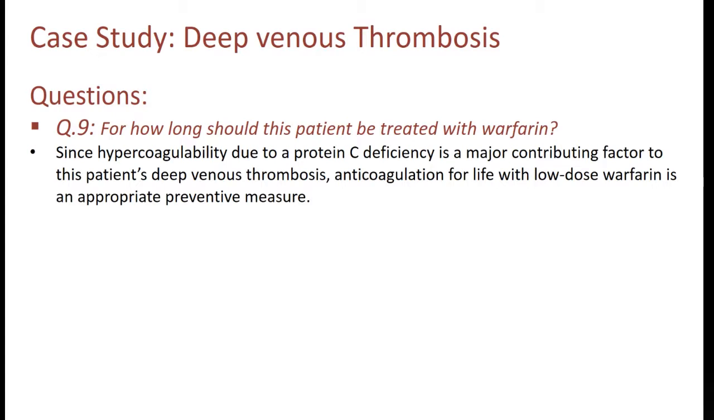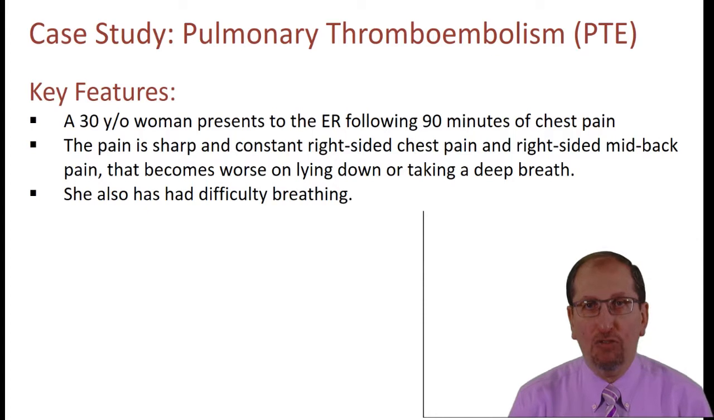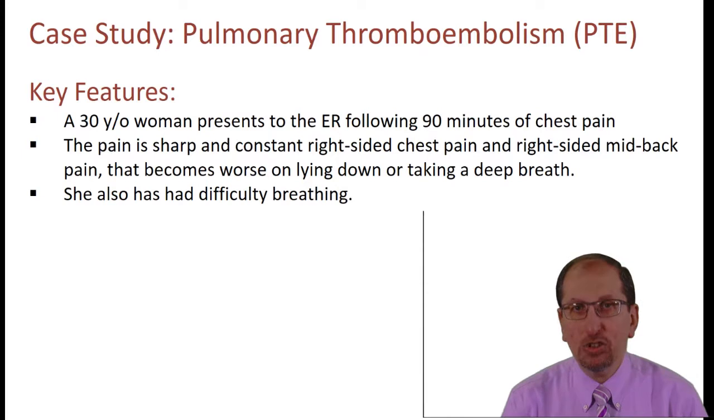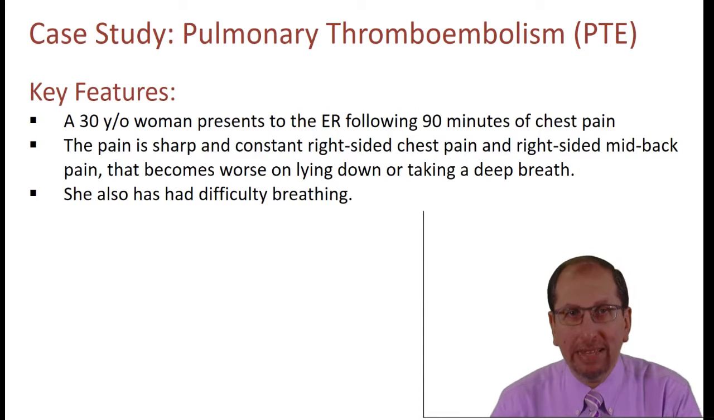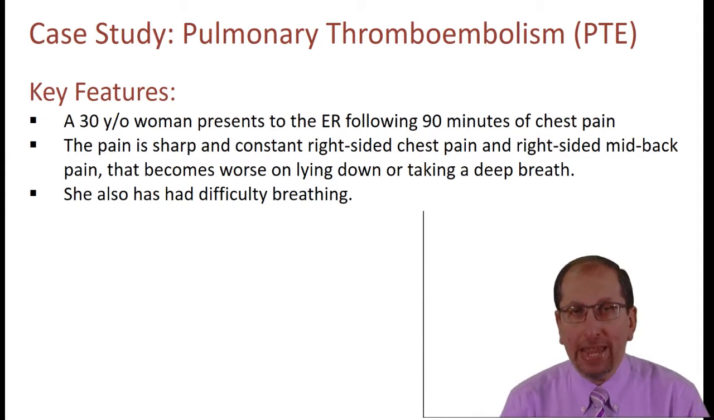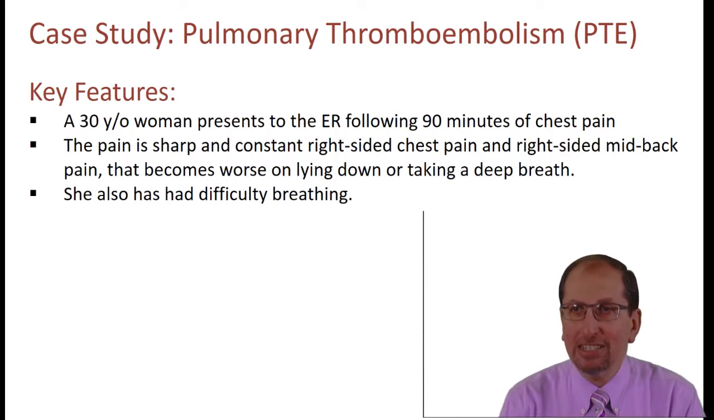The second case study here is about pulmonary thromboembolism. The key features: we have a 30-year-old woman presenting to the ER following 90 minutes of chest pain. The pain is sharp and constant, right-sided, with right-sided mid-back pain that becomes worse on lying down or taking a deep breath. A very important thing to note in the history: the pain is related to taking a breath. Pain on taking a breath is not cardiac; this is pleuritic type of pain.